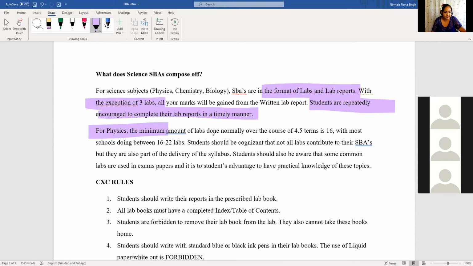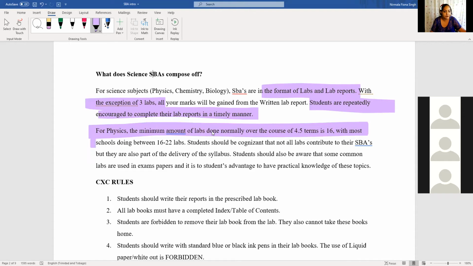For physics, the minimum amount of labs is normally done over the course of 4.5 terms. Why do I say 4.5 terms? Because it's 3 terms in Form 4 and 1.5 terms in Form 5, because usually by the middle of second term in Form 5, SBAs are finished. But considering we've lost 2 terms, we can still get a lot of the work done. If we finish 6 labs by the end of Form 4, we have 10 labs to do in our 1.5 terms, which is more than enough time to finish.